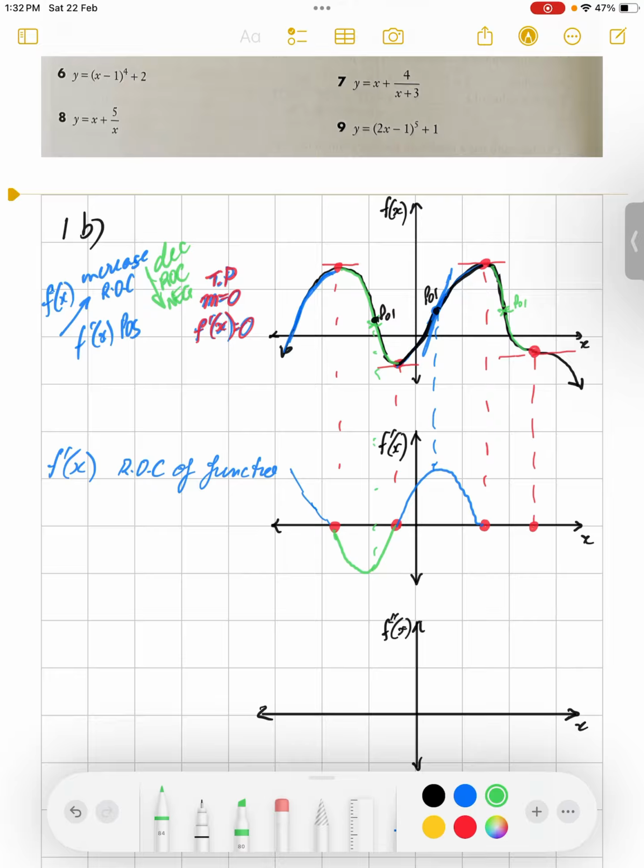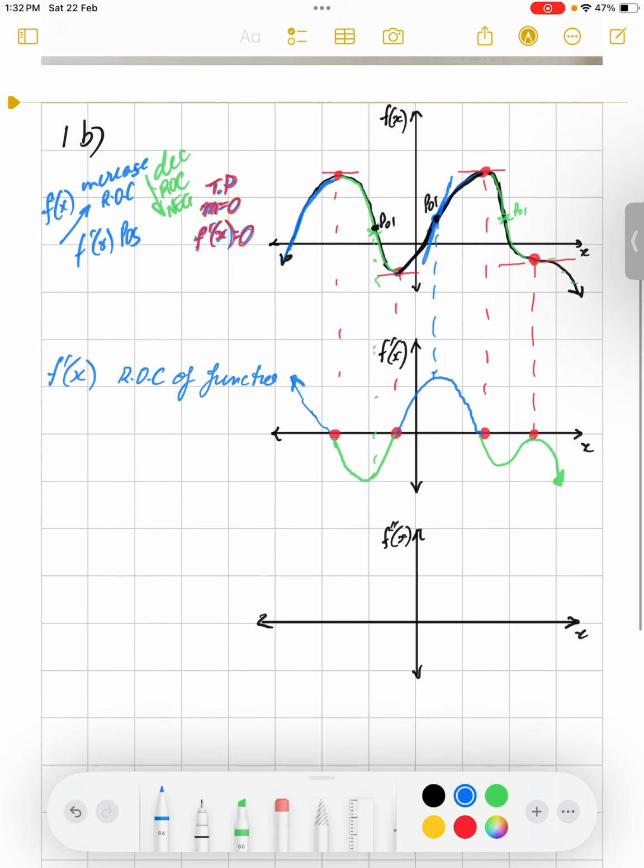And then again, it's going to start going negative again. So it's going to start going like that. That's difficult. Okay. Negative. Back to steep. Okay, let's put an arrow here.